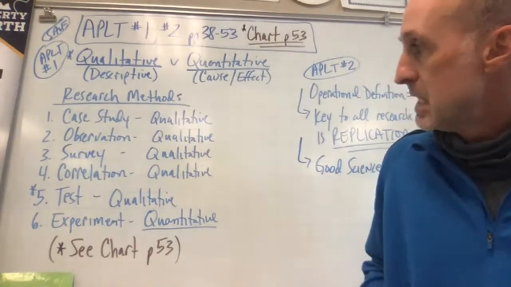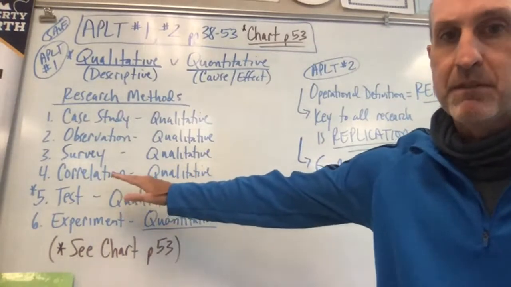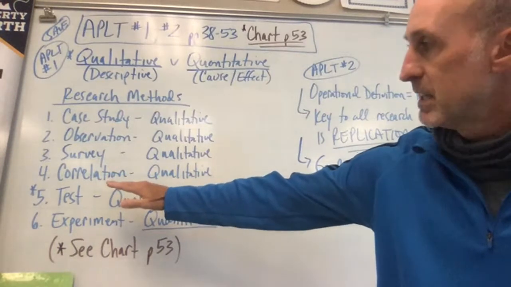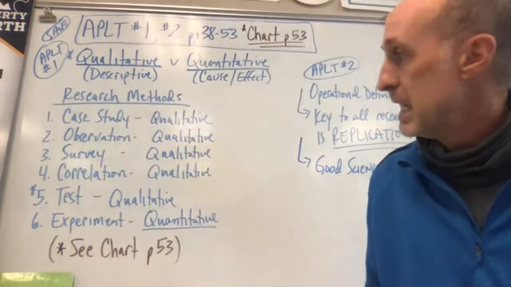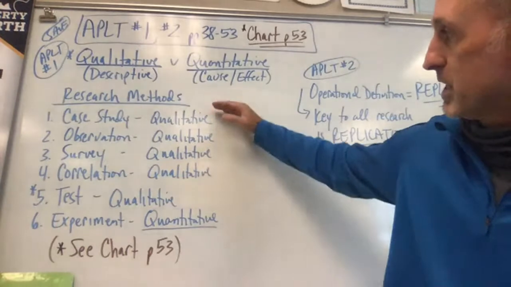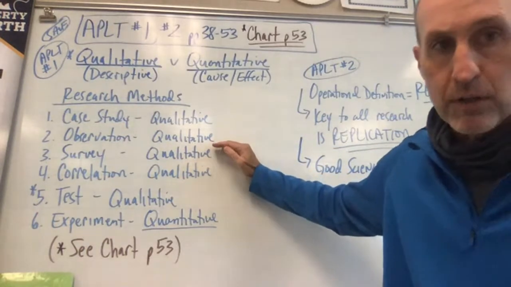All right. Number 4 is actually the most in-depth descriptive qualitative method that we have. And the book actually gives correlation a much bigger section, because a correlation not only tells us if something is related, it tells us how it's related and how strong of a relationship it is.